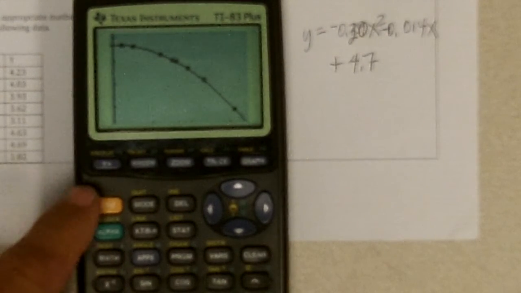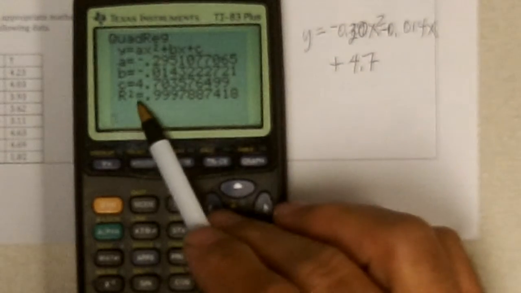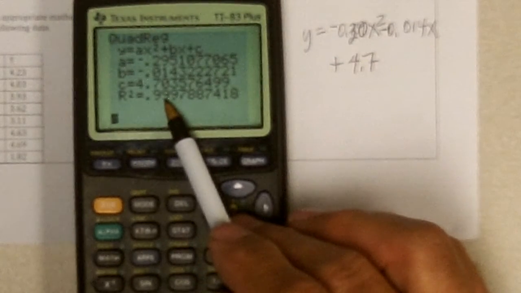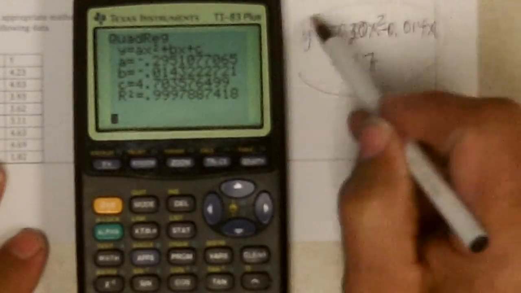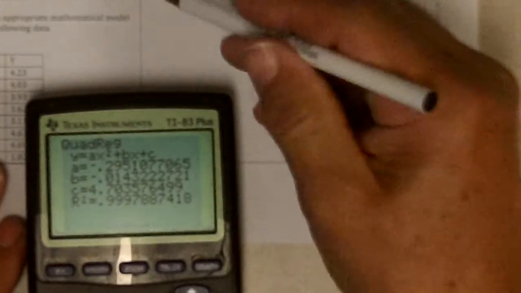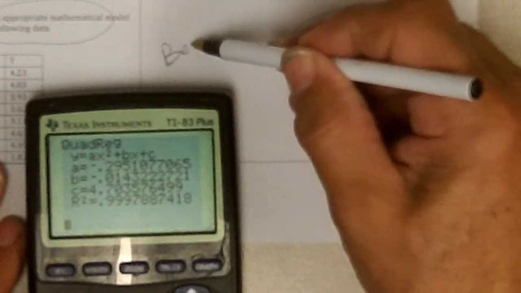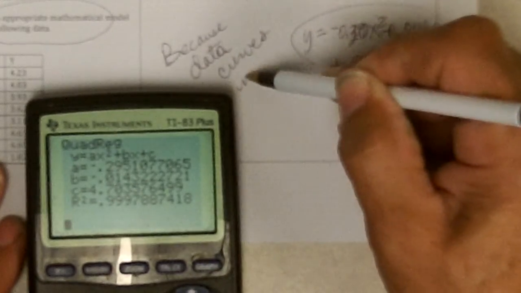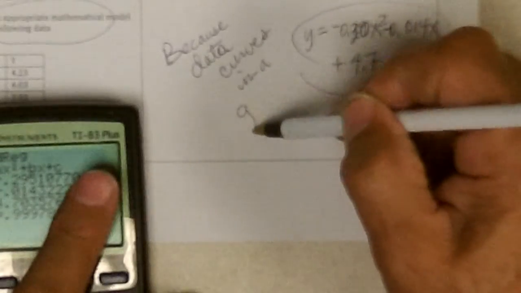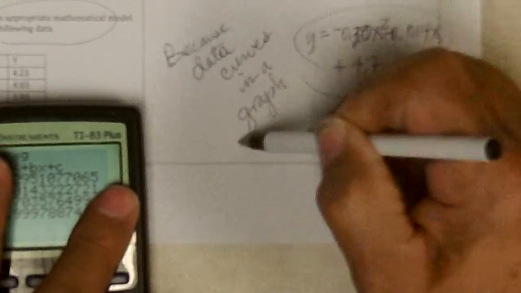And if I go back to where it calculated it, when r squared is really close to 1, that means it's a good fit. And 0.999 is really close to 1. So there it's quadratic, because, and I should probably explain, because data curves in a graph. Okay, so there we go.